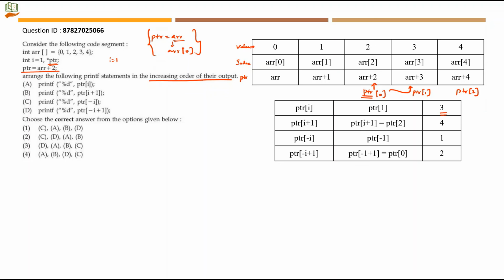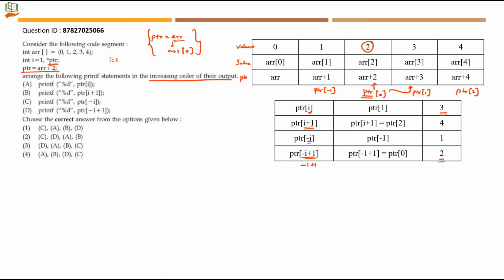Next we have minus I. Minus I means just minus 1. So from 0, I have to move to minus 1. This is minus 1 and I have the value 1 here. Next is minus I plus 1. That is minus 1 plus 1, which is equal to 0. What is PTR of 0?